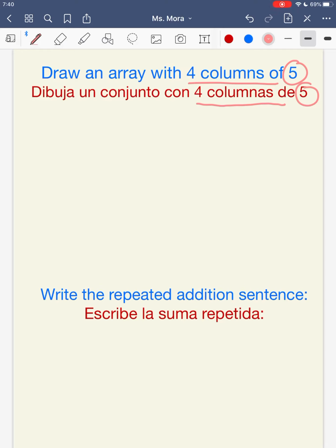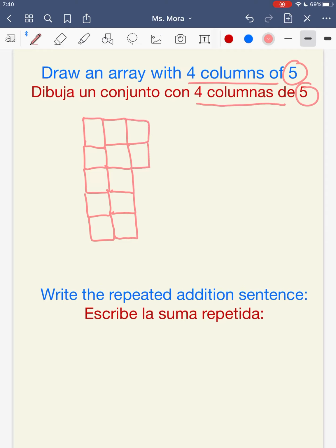So I'm going to draw 1 column with 5 squares. And remember, I'm not leaving any spaces in between my squares. Alright, that's 1 column of 5. I'm going to draw my next column of 5. And it's okay if it takes you a little bit of practice, guys. That's fine. It takes me some time sometimes too. Alright, here's my second column of 5. This is my third column of 5.